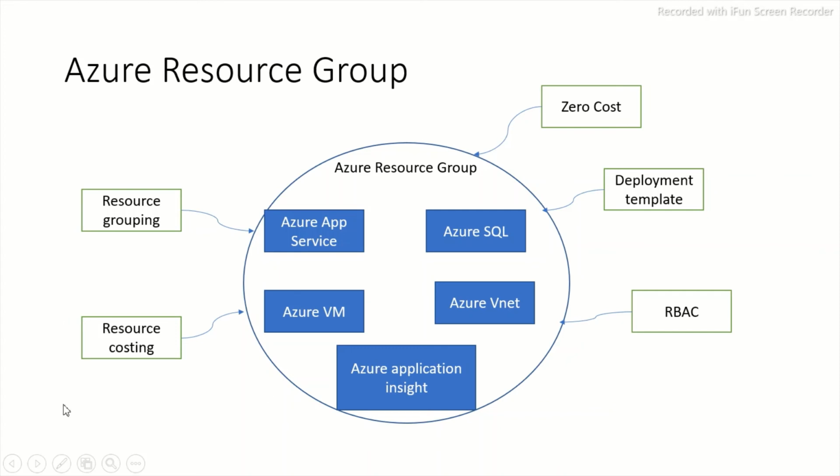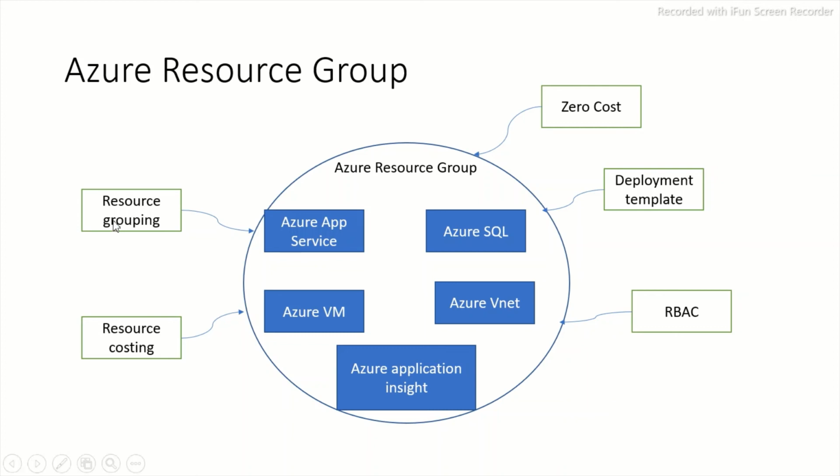The second one is resource costing. Assume that you have several projects running within Azure, and you want to know how much each project is going to cost you. All the resources tagged to the Azure resource group can be separately monitored, and the cost associated with them can be separately estimated. Another important thing is we can monitor independently. Though I did not mention it on this slide, all the resources belonging to a certain resource group can be monitored independently, and alerts and notification services can be created separately for those resource groups.